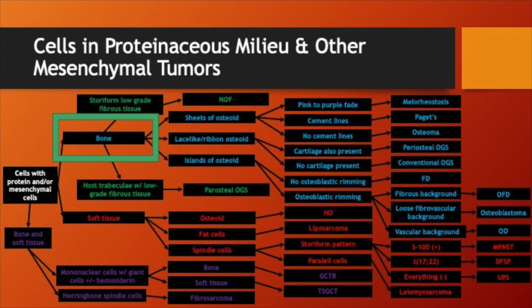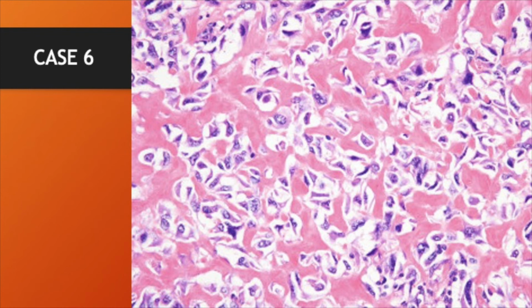And now we have lots of questions to answer. Is there a storiform and low-grade fibrous tissue here? Is there host trabeculae with low-grade fibrous tissue? Is there lace-like or ribbon osteoid? Is there islands of osteoid, or are there sheets of osteoid? So there's five different questions we have to ask ourselves to get to the next thing. So let's go take a look at that.